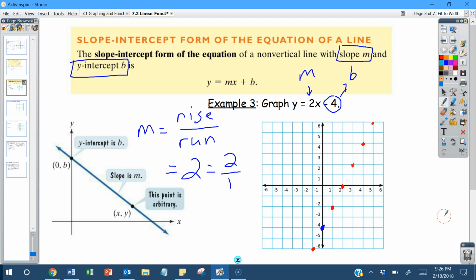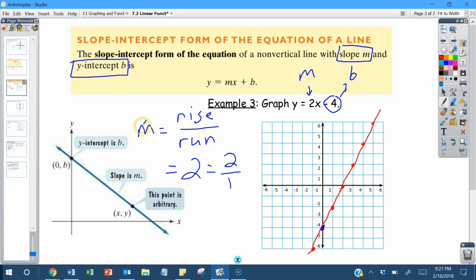I have a line with slope 2 and y-intercept 4 based on this equation here. So the slope is 2. From any point on the line, I go up 2 to the right 1. The y-intercept is 4 because it crosses the y-axis at 4. So this is my line. And I used the slope-intercept form to graph it.